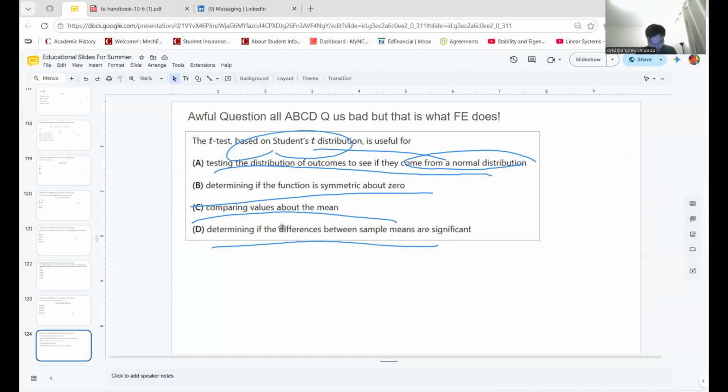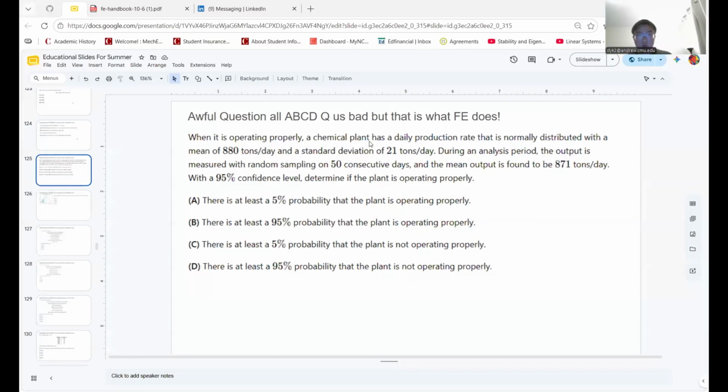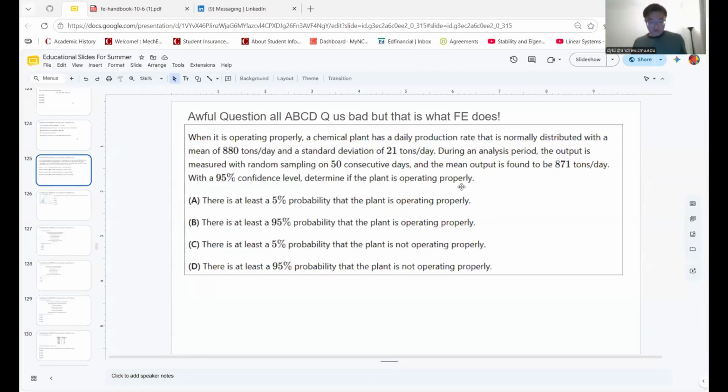If the function is symmetric about 0, why would you ever want to do what? Testing the distribution outcome to see if they come from... comparing values about the mean, determine difference between sample or significant. Okay, I think it's D. Alrighty, here we have another question.